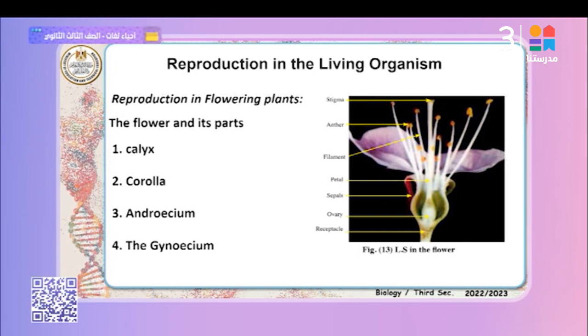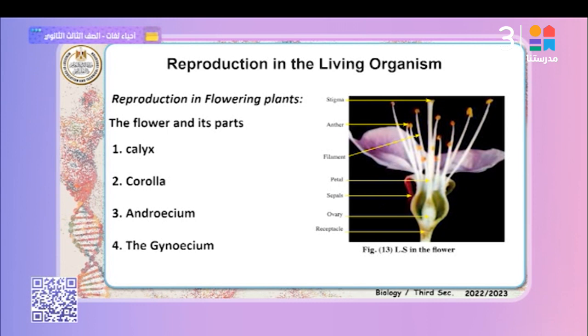Before studying the flowering plants, they are called angiosperms. The flowering plant is called angiosperm, and it contains the pericarp. Before starting this episode about reproduction in the flowering plants, we can define the flower. What is meant by the flower? A short stem whose leaves are modified into reproductive organs.